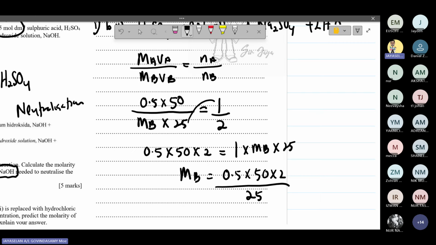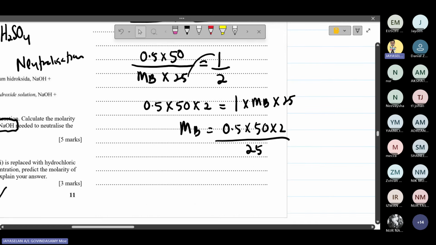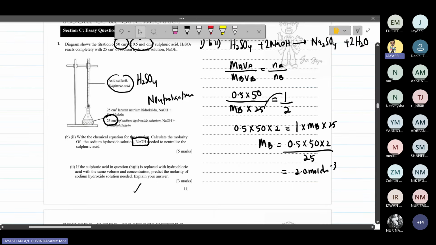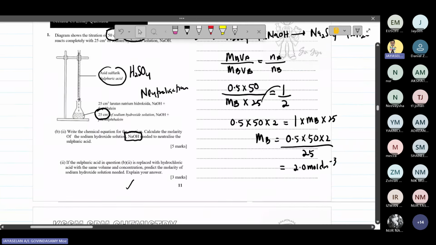Okay, can I add 25? So the answer will be what? Anyone can give me the answer? The answer 2.0 mol dm⁻³. Any question? So ini soalan saya cuba habiskan semua. Nanti orang buat benda-benda lain lah. Okay, I already score 5 marks.